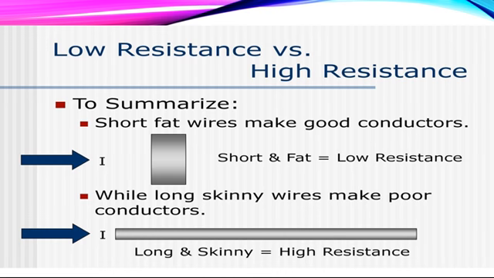And this is the conclusion about this topic. Short fat wire, that means short thick wire, makes a good conductor. Short thick wire has a low resistance, but long thin wire makes a poor conductor. Long skinny wire, that means thin wire, makes a poor conductor. There is a high resistance.